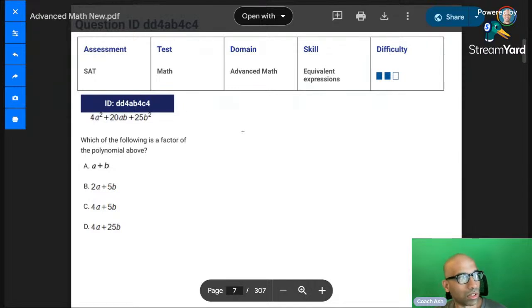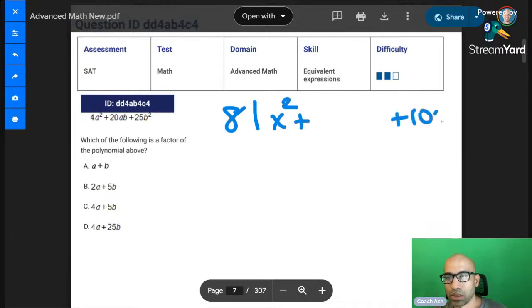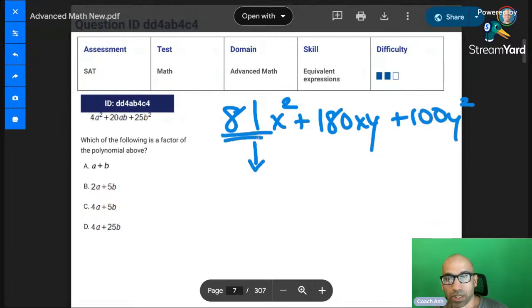All right, let's try, what's a good one? Let's see, 81x squared plus 100y squared plus 180xy. What do you do for this one? Take this value. What's the square root of 81 and what's the square root of x squared? So let's see if you can try it.